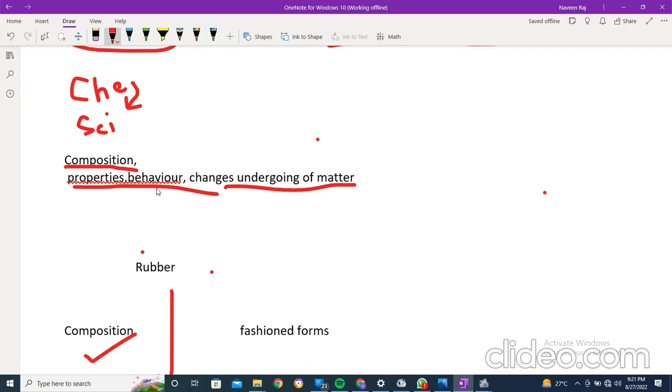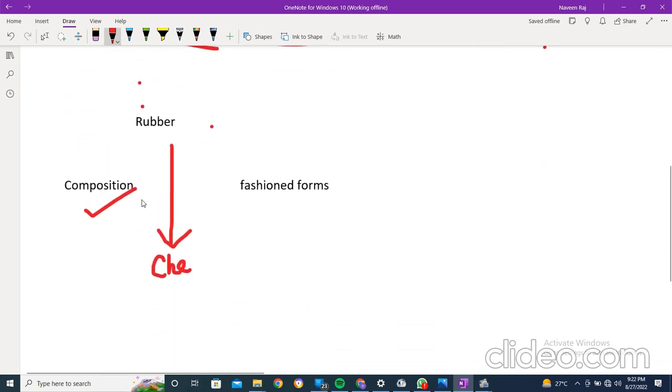And the difference between what to consider in chemistry and what not to can be defined by a simple example. For suppose, here we take the example of rubber. Rubber is an elastic substance. We all know about that, right? Rubber is a flexible, elastic substance, and it comes under chemistry.